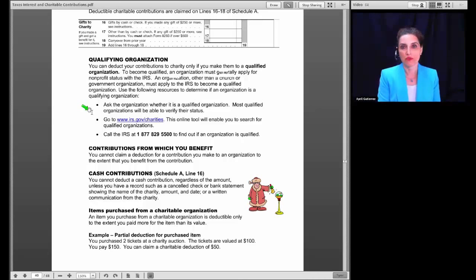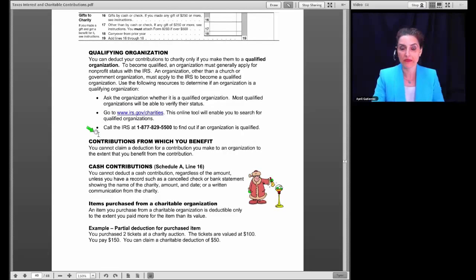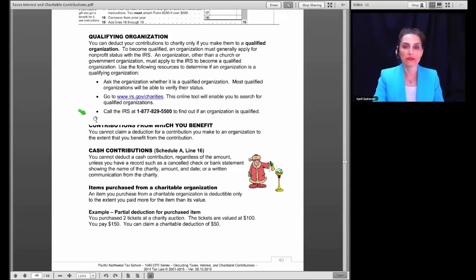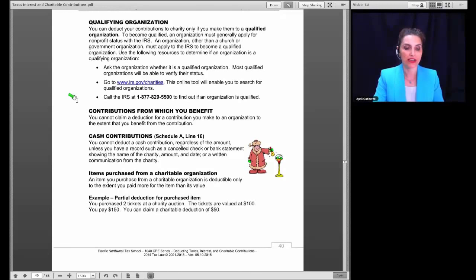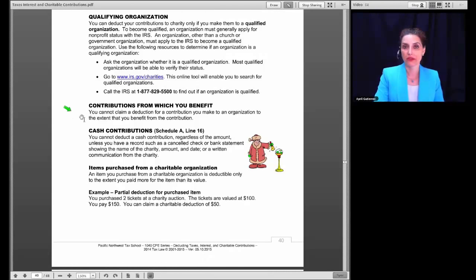So most churches would qualify as a qualified organization, and if it's not a church or if it's not a government organization that you're making a donation to, then you really need to verify whether it is a qualified organization by going to the IRS website. And I have a link to the website here. If you click on that, then you can actually type the name of the organization to determine if it is listed as a qualified organization. Finally, if none of those options work for you, you can always try calling the IRS at the number shown here to determine if the organization is qualified. I would assume you'd be on hold for a long time based on the service level with the IRS lately.